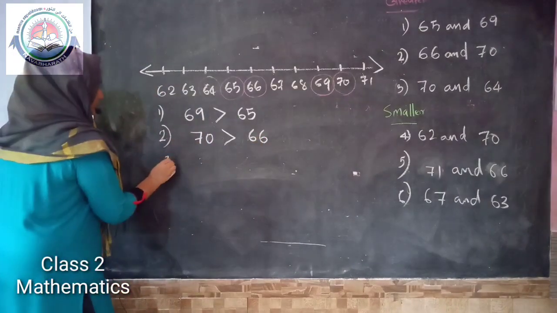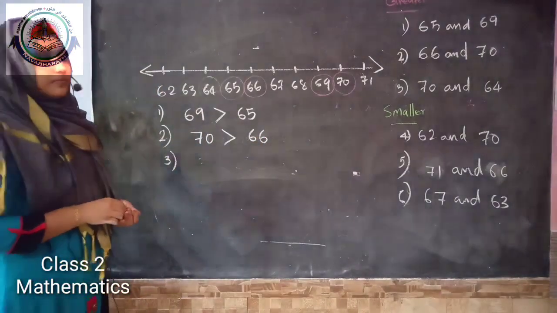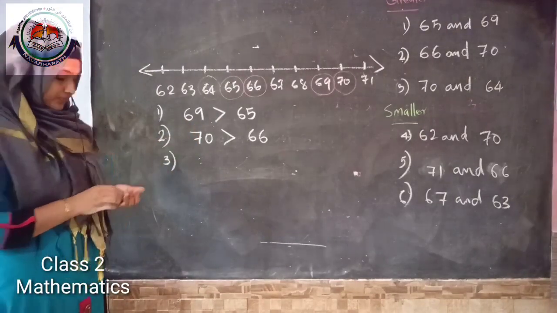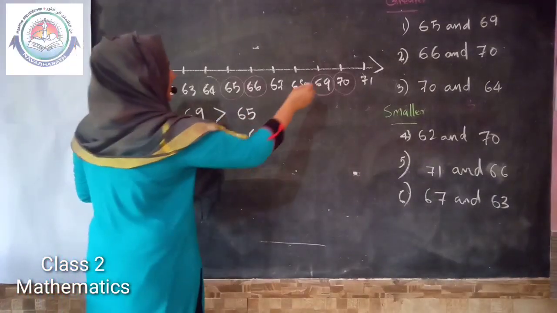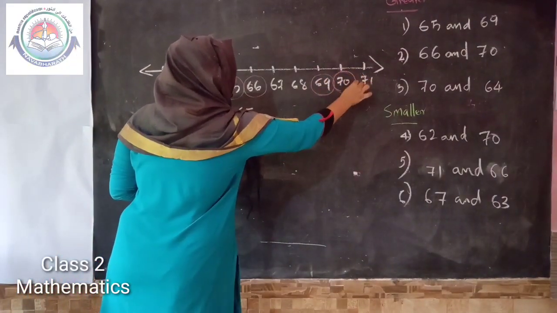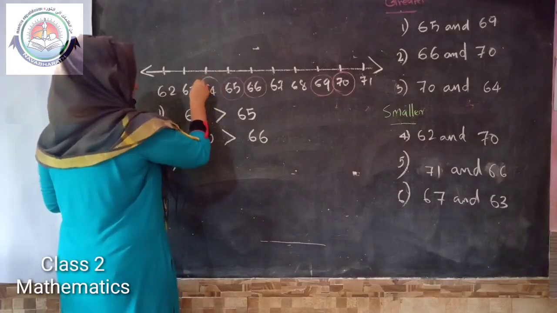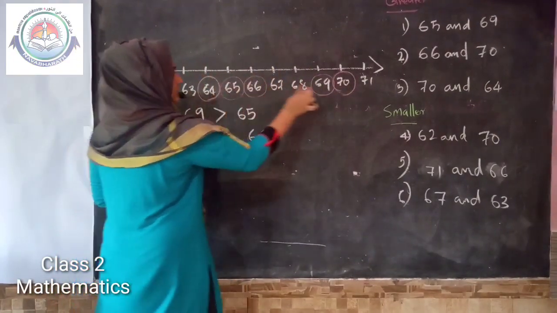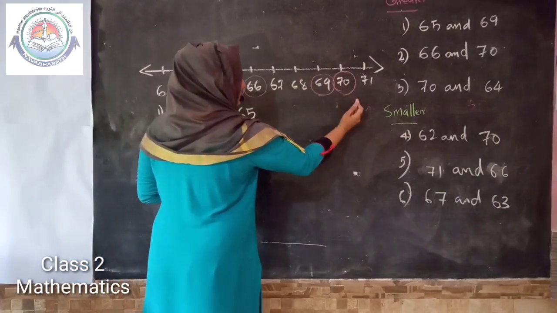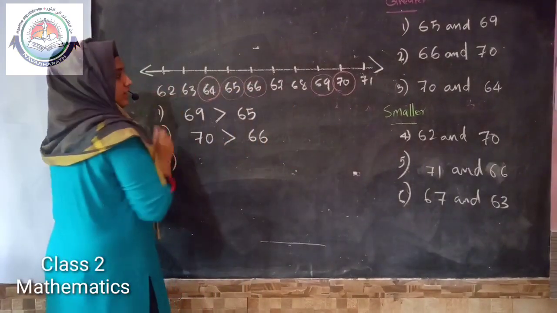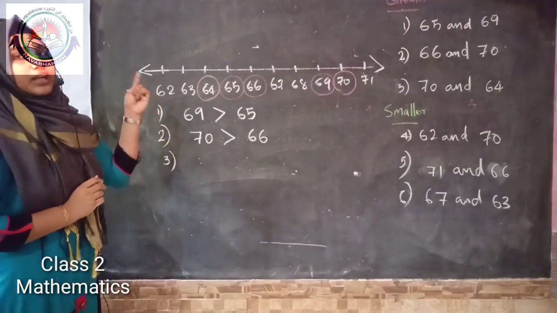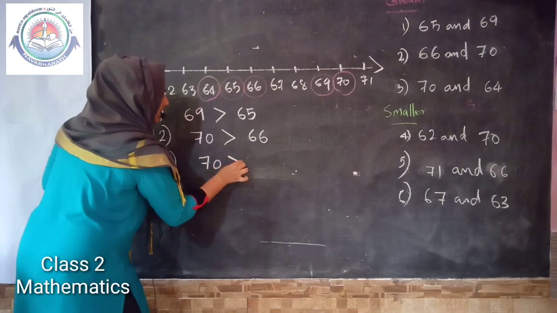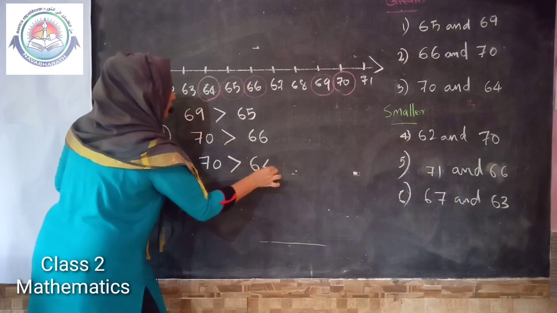And the third question. Which is greater, 70 or 64? Here 70 is here and 64 is here. 70 is on the right side and 64 is on the left side. So which is greater? 70. So 70 is greater than 64.